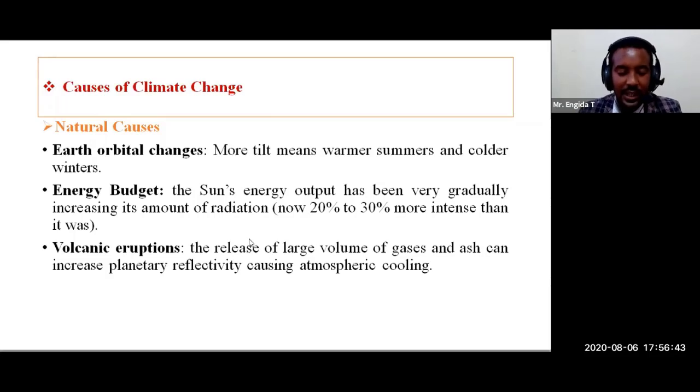When a volcanic eruption occurs, you can imagine different elements came out from beneath the surface of the earth.